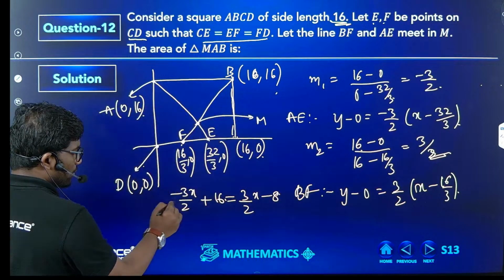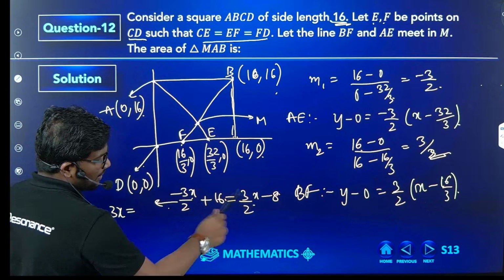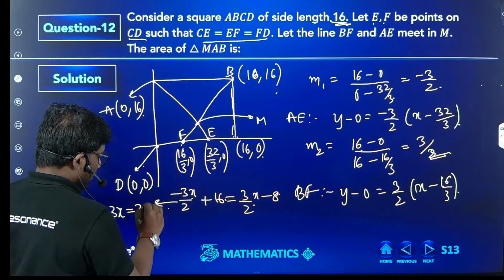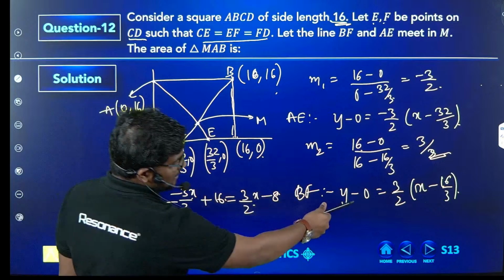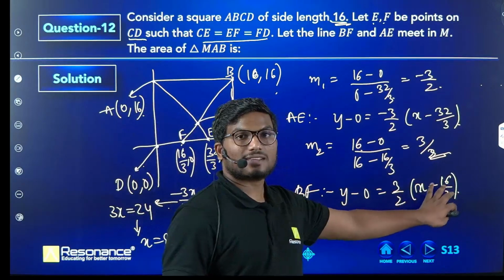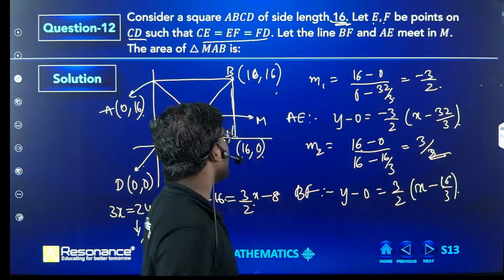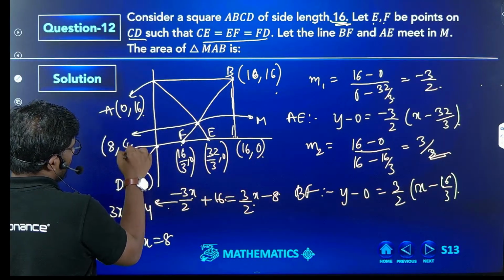Now this tends to 3x becomes what? 24. So x is 8. Putting back this in the lines, y would be 3 by 2 into 8 minus 16 by 3, which is 8 by 3, so y would be 4. So the coordinates of the point M would be (8, 4).